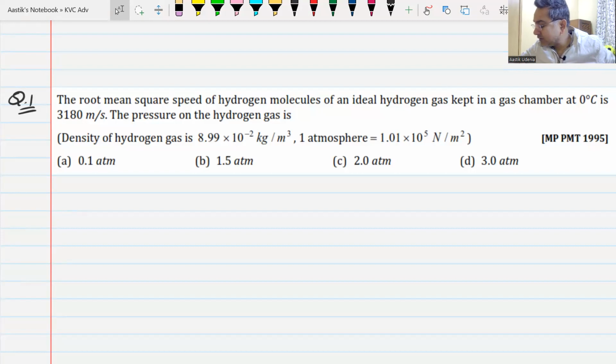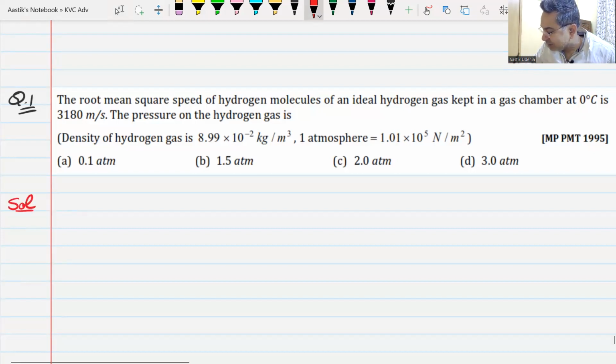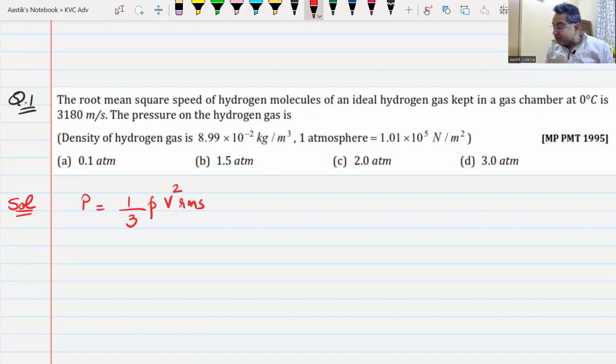So how do we do this? Just have to remember the formula. P is equal to 1 by 3 rho V RMS square. Do we remember this formula? Yes or no? Yes, sir. That's it. You just put the values and get your answers. Nothing else.